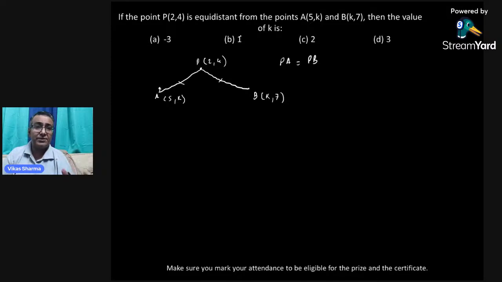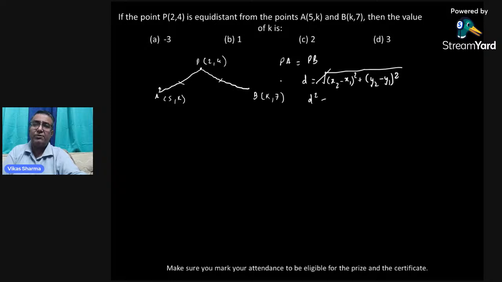So we have to apply the distance formula to both these sets of points, and we have to find the value of k. So distance formula, we know that d is equal to square root of x2 minus x1 whole square plus y2 minus y1 whole square. And obviously if we want to get rid of the square root, we can write d square equal to x2 minus x1 whole square plus y2 minus y1 whole square. Apply the distance formula to both and you get the answer. So we know that PA is equal to PB.